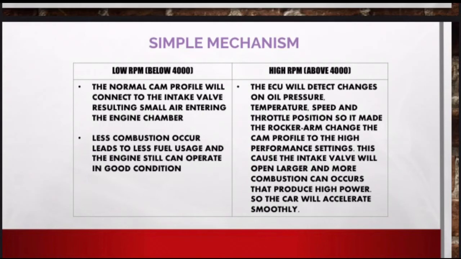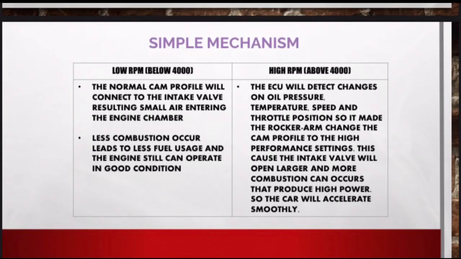But when you want to accelerate, for example, you are driving on the highway and you want immediate torque or power, the ECU, or electronic control unit, will detect a change in oil pressure, temperature, speed, and your throttle position. So it will make the rocker arm change the cam profile to the high performance setting. This will cause your intake valve to open larger than the normal opening, resulting in more combustion that produces high power, so your car will accelerate smoothly.